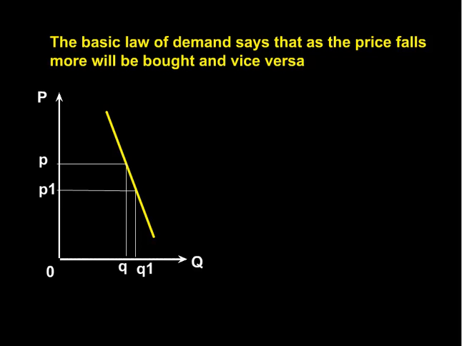Well, we've already learnt that the basic law of demand says that as the price of a good falls, more of it will be bought, and vice versa. So if the price of a good rises, less of it will be bought. And you can see this on the diagram in front of you. Price is on the vertical axis, quantity demanded on the horizontal axis. At a price of OP, the quantity OQ is demanded. As price falls to P1, the quantity demanded increases to Q1.